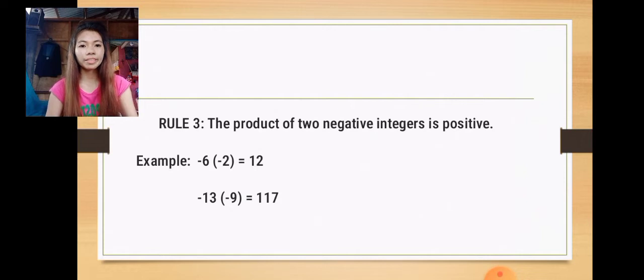Rule number 3. The product of two negative integers is positive. For example, negative 6 times negative 2 is equal to 12. The second example is negative 13 times negative 9, which is equal to positive 117. They both have negative signs, so the result is positive, because if you multiply negative times negative, the result is positive.